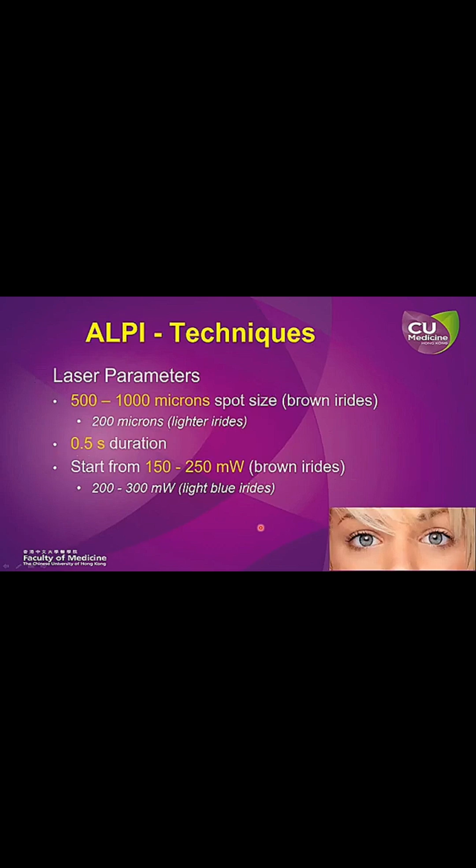In terms of laser parameters, normally you would need to use a relatively large spot size of about 500 to 1000 microns, longer duration of about 0.5 seconds, and for brown iris, generally we start from a very low laser power of about 150 to 250 milliwatts. For lighter blue iris, you may need to start with a higher laser power.